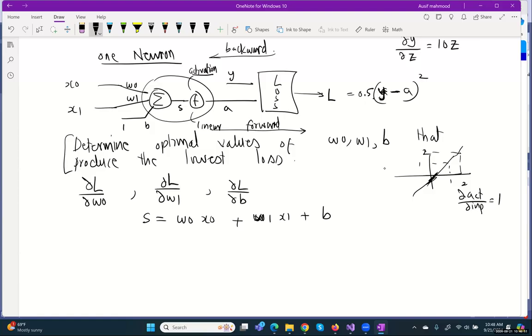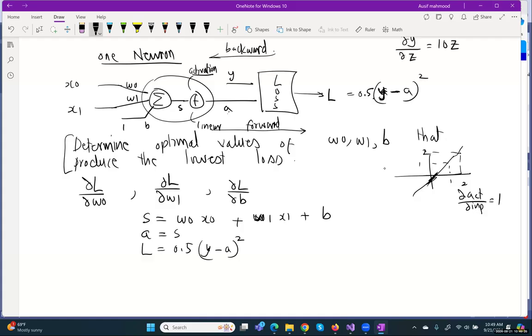Anyway, we have this, right? Because if the input is 2, output will be 2, meaning if S is 2, A will be 2. If S is 3, A will be 3, right? Because it's a linear activation function, you can see the equation for A is same as S. Now let's go to the loss. Loss is 0.5 times (y minus A) squared, right?